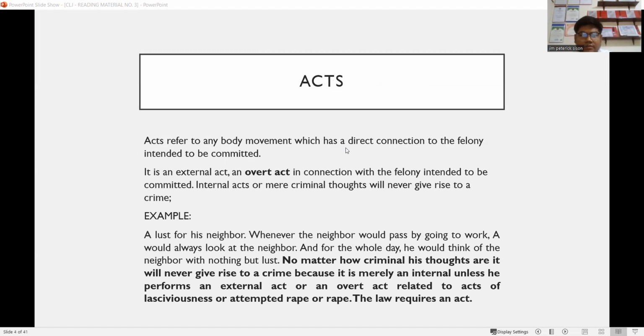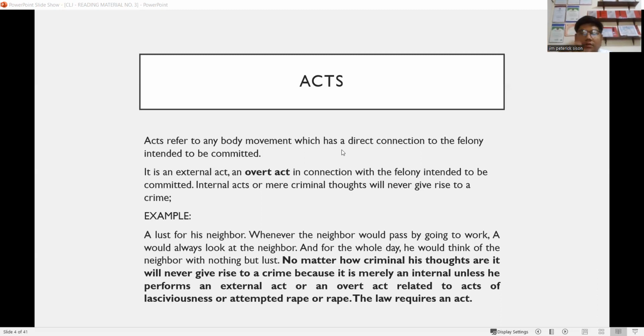So what are acts? Acts refers to the body movement of a person which has a direct connection to the felony intended to be committed. So it refers to the external act or overt act. Overt act means the criminal act is in connection with the felony intended to be committed. For example, in stealing, there is an overt act of theft: you enter the mall, open the drawers in the jewelry section, then take the items. That's an overt act. In murder, pointing a gun at someone is an overt act of killing a person. As long as the acts you do are in connection with the felony intended to be committed.